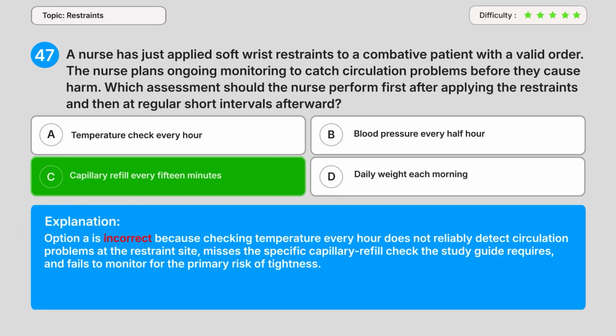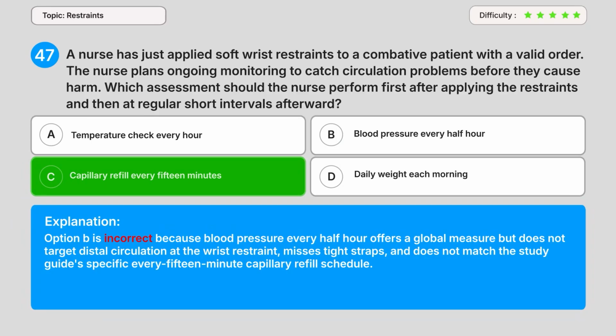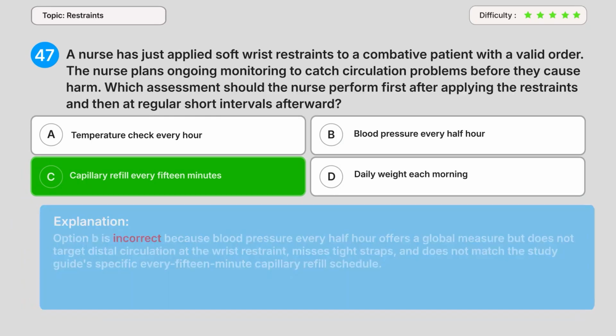Option A is incorrect because checking temperature every hour does not reliably detect circulation problems at the restraint site, misses the specific capillary refill check the study guide requires, and fails to monitor for the primary risk of tightness. Option B is incorrect because blood pressure every half hour offers a global measure, but does not target distal circulation at the wrist restraint, misses tight straps, and does not match the study guide's specific every 15-minute capillary refill schedule.